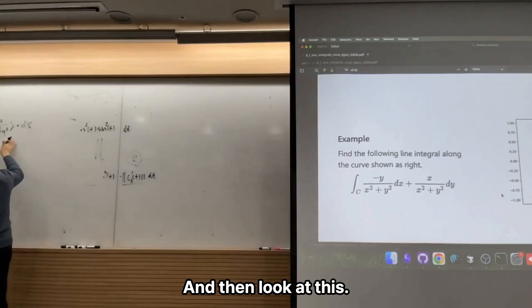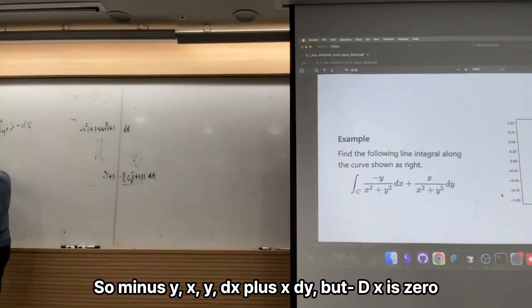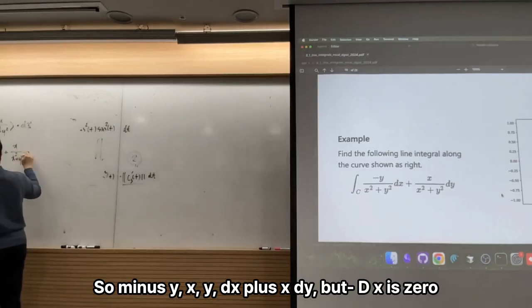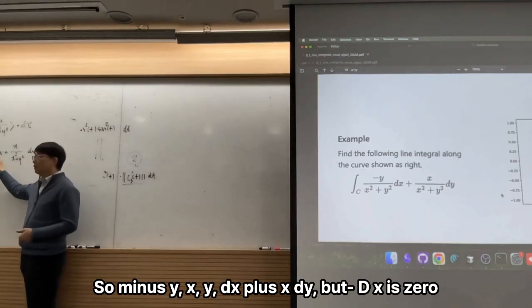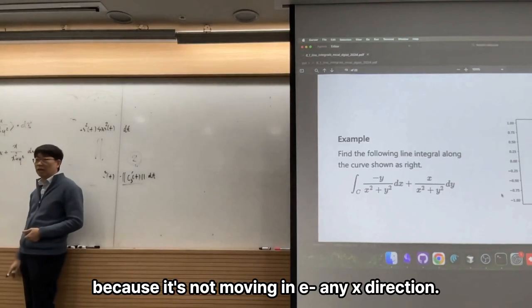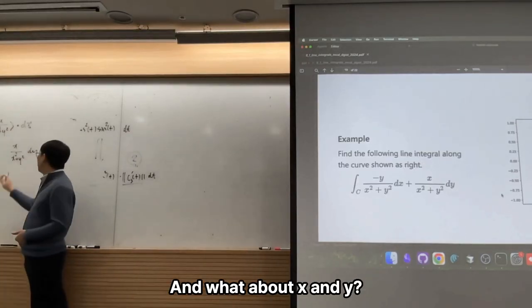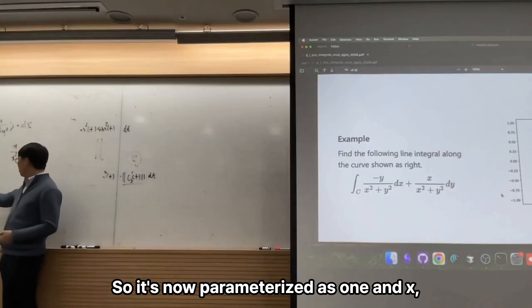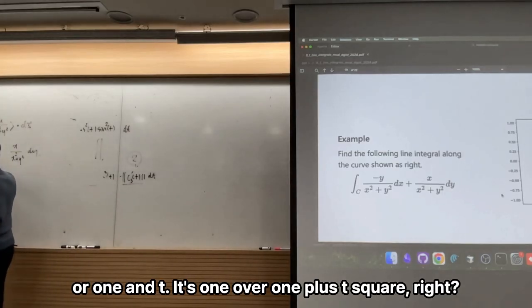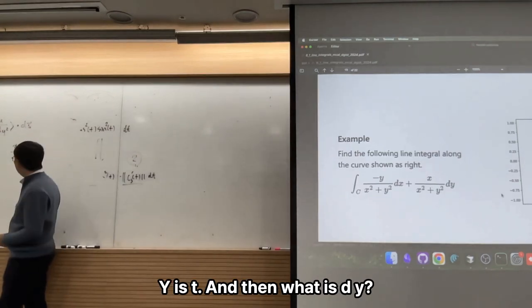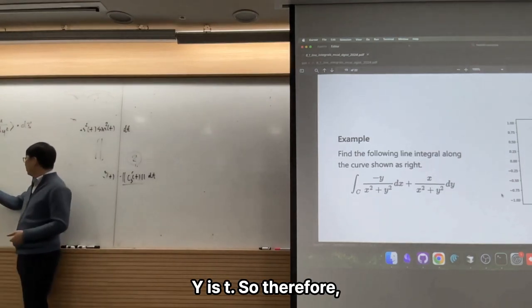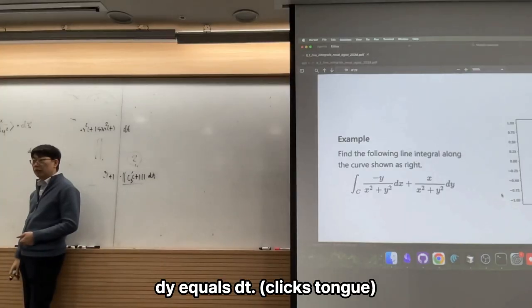And then look at this. Minus y dx plus x dy, but dx is 0 because it's not moving in any x direction. So I can just eliminate all this. And what about x and y? It's now parameterized as t and 1, so it's 1 over 1 plus t squared, right? And what is dy? Y is t. Therefore dy equals dt.